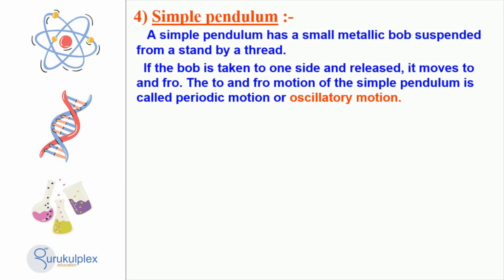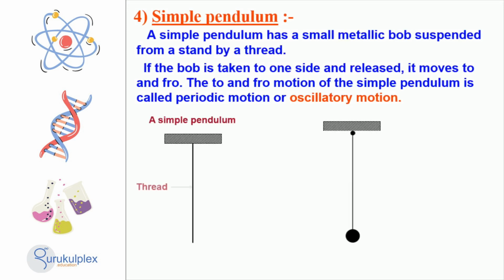The motion of a simple pendulum is characterized by a small bob suspended from a stand by a thread. When the bob is taken to one side and released, it will move to and fro in a periodic or oscillatory motion. A regular back and forth motion. The length of the thread determines the speed at which the pendulum will move.